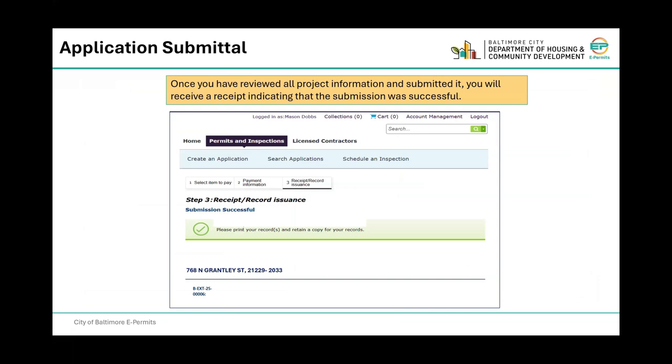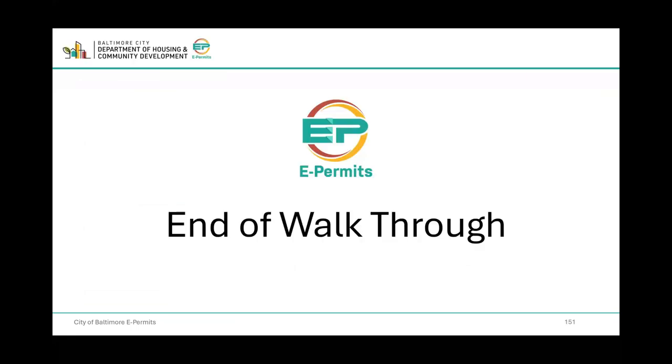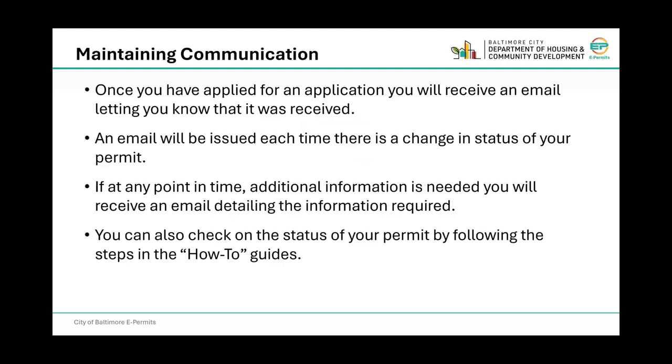Once you review all your project information and submit it, you'll receive a receipt indicating that the submission was successful. And use the record ID to track your application. So this is the end of going through the permit processes.